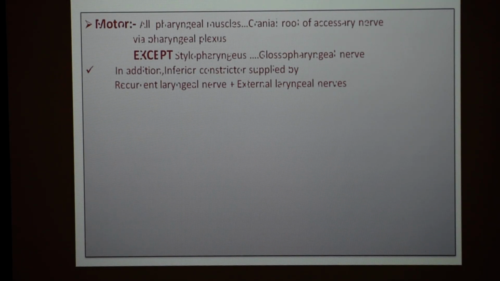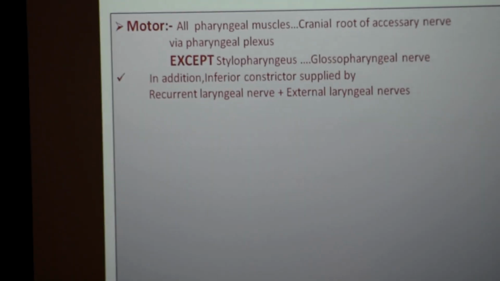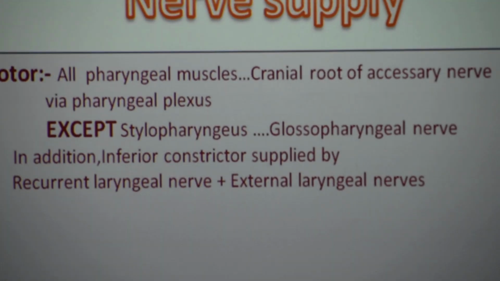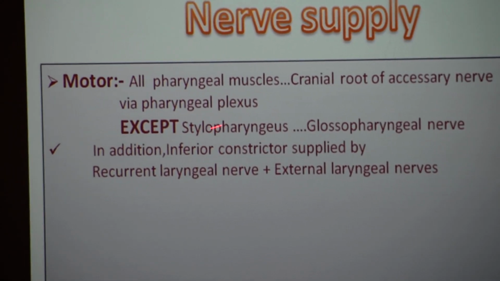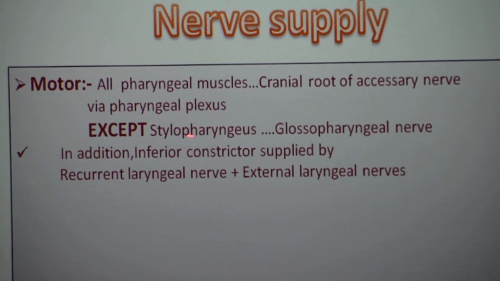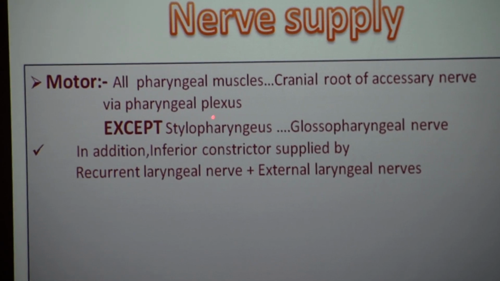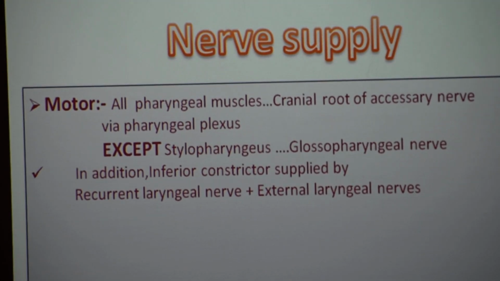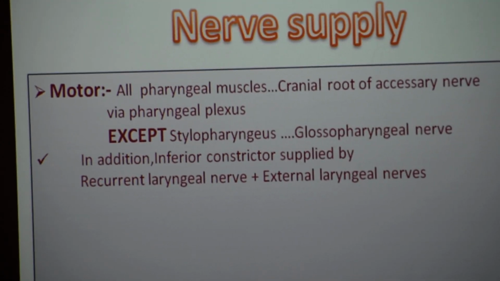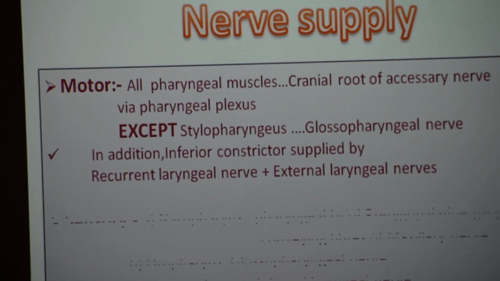Now nerve supply. It includes motor and sensory. Now motor nerve supply means all the pharyngeal muscles are supplied by the cranial root of the accessory nerve via the pharyngeal plexus, except the stylopharyngeus muscle, which is supplied by the nerve of the third arch, that is the glossopharyngeal nerve. In addition to this, the inferior constrictor muscle is also supplied by the recurrent laryngeal nerve and external laryngeal nerve.